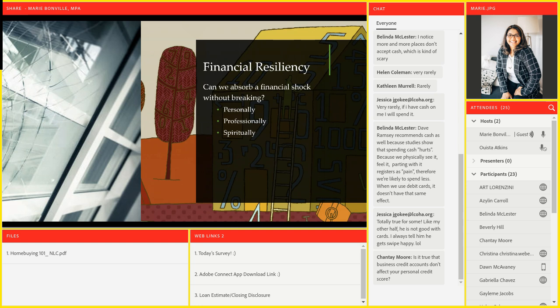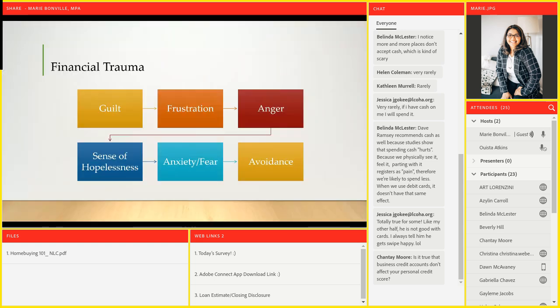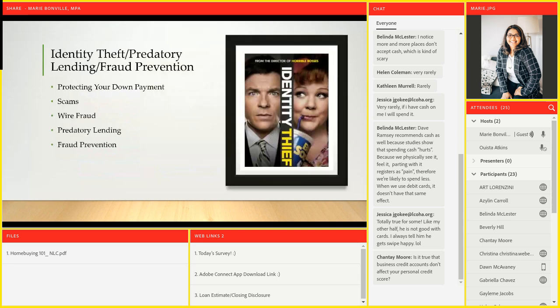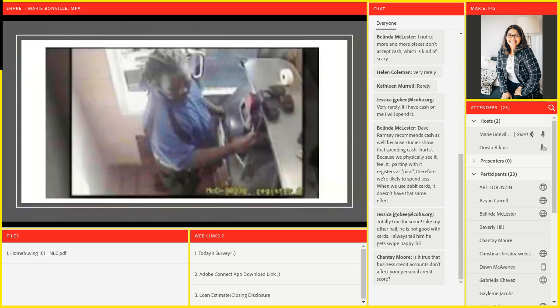But as I said before, we want them to be able to absorb financial shock without breaking personally, professionally, spiritually. These are the kind of things that they're coming to the classes with: guilt, frustration, anger, hopelessness, anxiety for sure over the future, and whether or not it's a good time to purchase a home. So we want to make sure that we tackle avoidance by making sure they bring their bank statements, that they're checking their accounts, that they're evaluating how much they're spending. And then that way we can also talk about how to protect themselves.